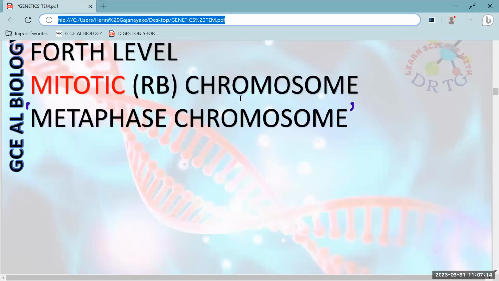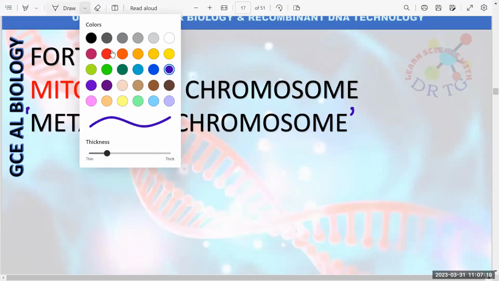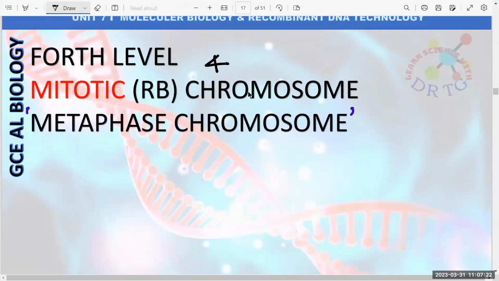Okay, now the fourth level. The name given for the fourth level is mitotic chromosome in the resource book. It would be better to write metaphase chromosome because this word is used by textbooks. The fourth level is metaphase chromosome. And if we use a reference book such as Campbell Biology, I think Campbell Biology also uses metaphase chromosome. So the fourth level is metaphase chromosome.